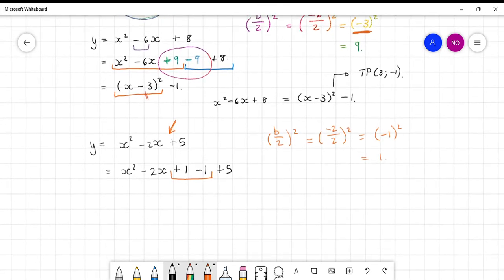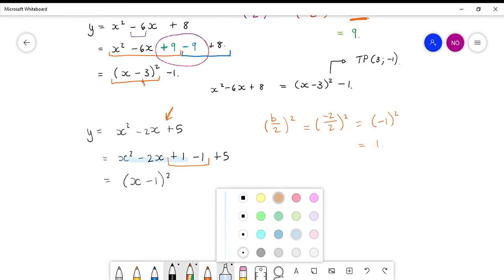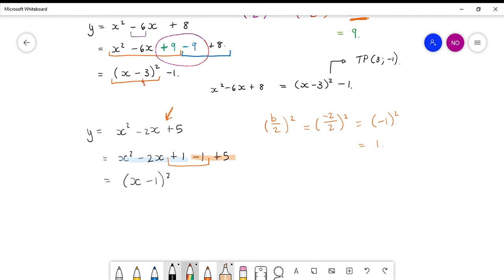Okay. The reason why we did this is this can now be written as a bracket squared. And then this part, I just simplify.